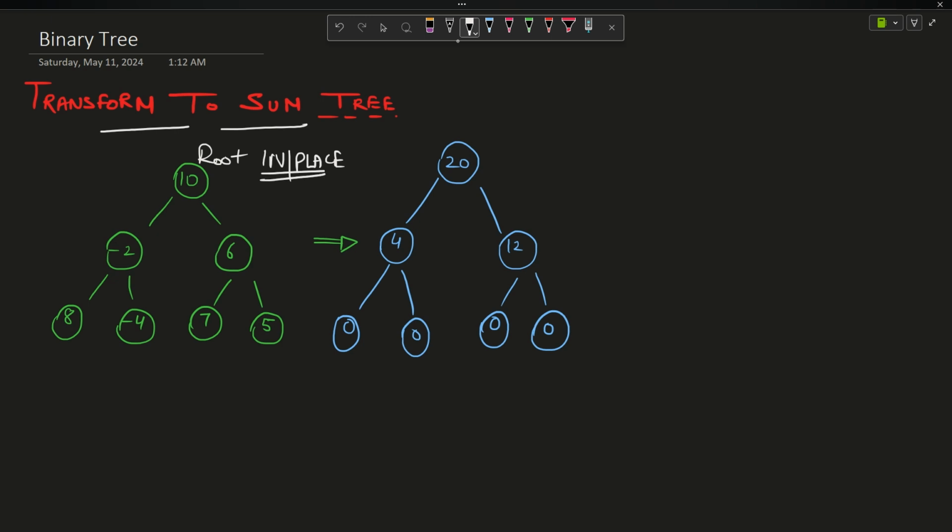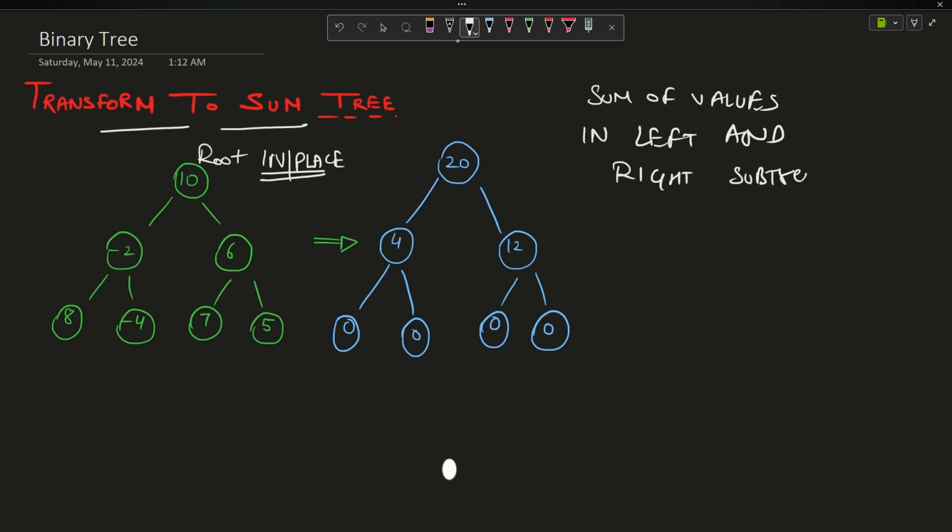Now you can see that 10 is converted to 20, minus 2 is converted to 4, 6 is converted to 12, 8 to 0, minus 4 to 0, and the rest of the 2 are also 0. How did we get these values? The values are actually the sum of values in the left and right subtrees, and please make sure to see subtrees again and again. I'm saying subtrees, not the children. The right and left subtrees.